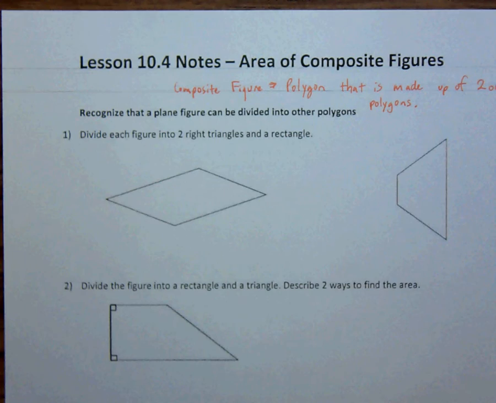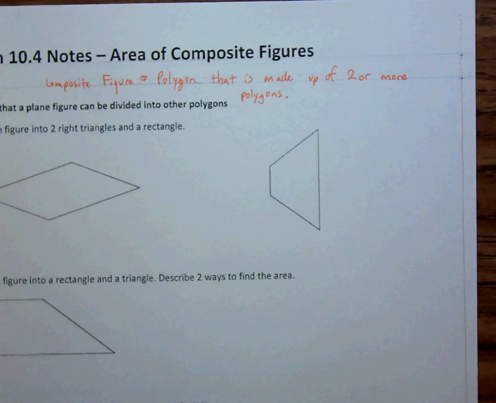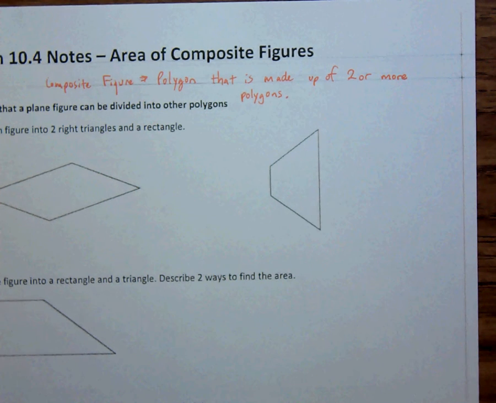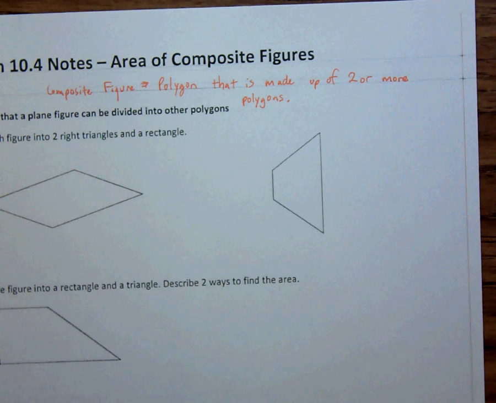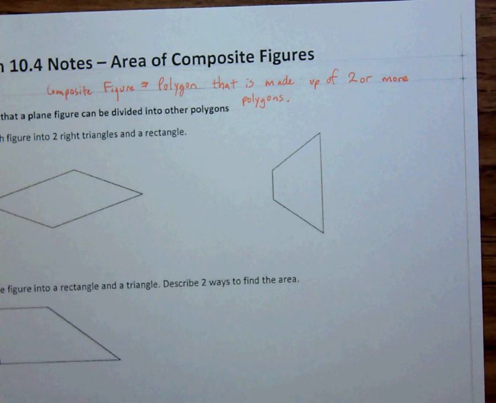Now, that sounds maybe trivial, but really what you'll find is that literally any shape at all, except for maybe a circle, could be made into a composite figure. It just depends on how you personally strike the lines through it. So here's what I mean.